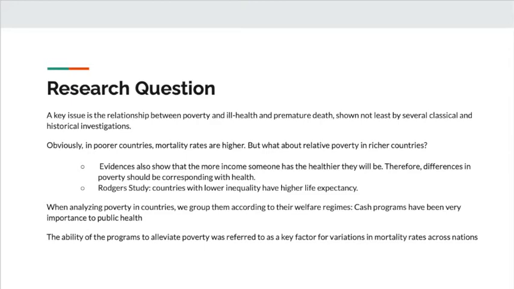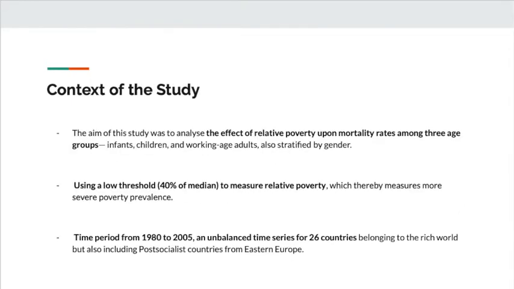In other words, they want to study also the welfare systems and how the systems impact the mortality rates of each country, because as previous studies have shown, they have been very important to public health. Therefore, the ability of the programs to alleviate poverty has proved to be a key issue for variations in mortality rates across nations.